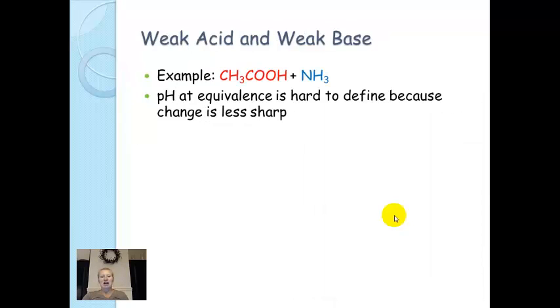Okay, the last type of acid-base reaction is a weak acid and a weak base. And the pH at the equivalence point for this type of titration is hard to find because your titration curve is much more gradual. So we don't usually titrate a weak acid and a weak base.